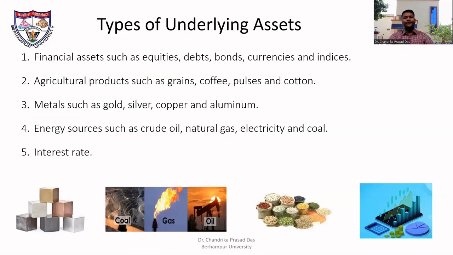There are different types of underlying assets. Financial underlying assets are equities, debentures, bonds, currencies, taxes. Agricultural underlying assets are grains, coffee, pulses, cotton. The precious metals like gold, silver, copper, aluminium. The energy sources such as crude oil, natural gas, electricity, coal, and interest rate. So these are different forms of underlying asset.